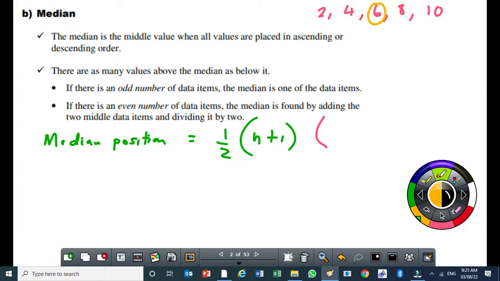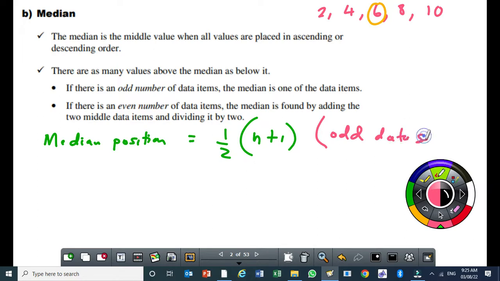If the data set is odd, I'm sure you can see here, for us to get 3, remember, 6 in its position is 3. So how can you get 3? We say n is equal to 5. We put 5 here, then you add 1, you get 6. What is 6 divided by 2? Or 6 times a half gives you 3. So this formula here, you only use it when the data set is odd. So this will be for an odd data set. Are you following?